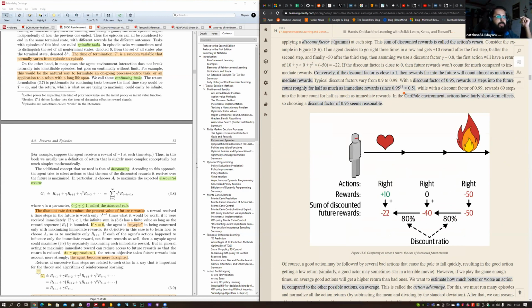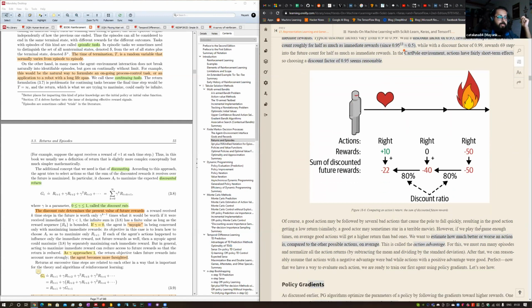Actions, right. Then rewards are +10 here, 0 here, and -50 here. And the sums of the discounted future rewards are -22, -40, -50 with respect to the discount rate of 80%, which is being applied here. So this is how this return is being calculated.